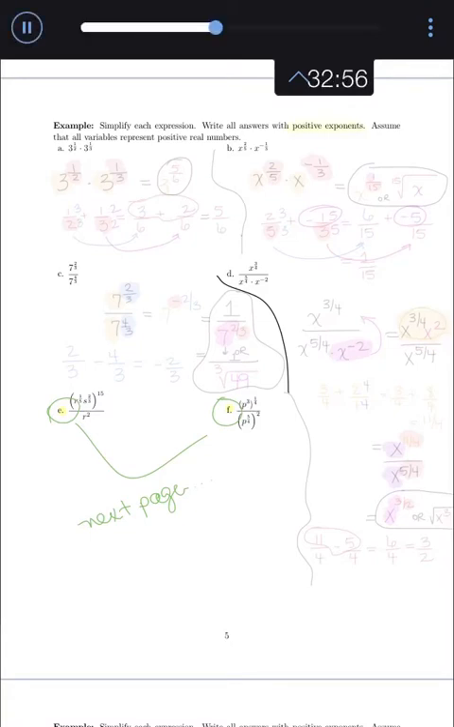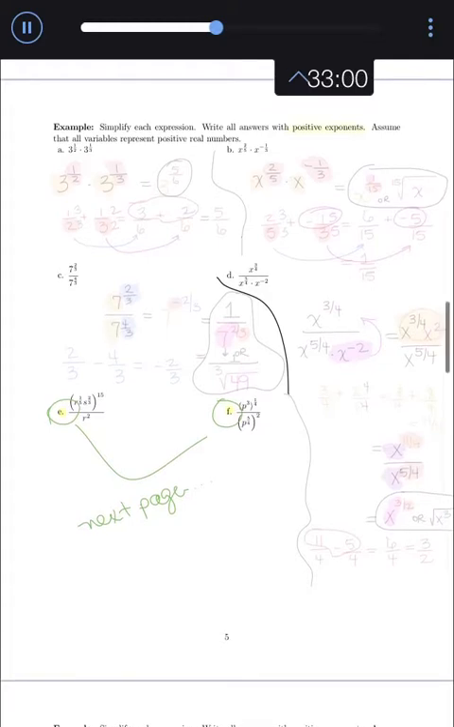Let's look at these next group of problems. Notice in the next group of problems, we're told to simplify each expression and write all answers with positive exponents. That's a subtle point to make, but very important. Well, let's look and see what they want us to do. Let's start with problem number A.